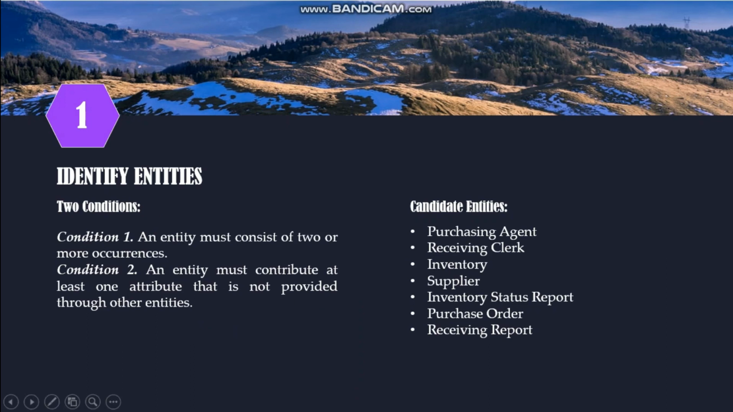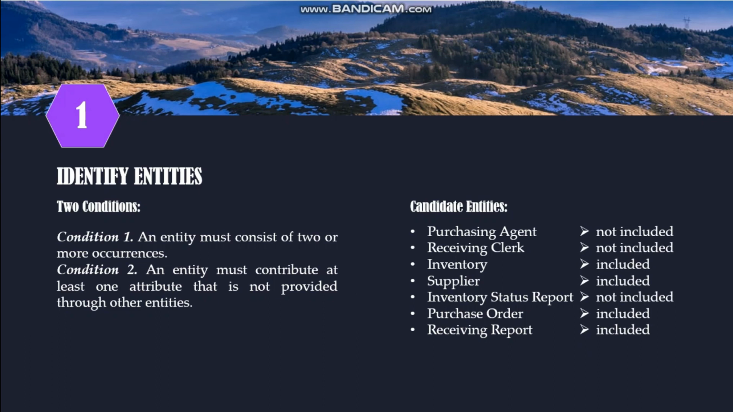Condition 1, an entity must consist of 2 or more occurrences. Condition 2, an entity must contribute at least one attribute that is not provided through other entities. So we need to test this condition for each candidate to eliminate any false entities.